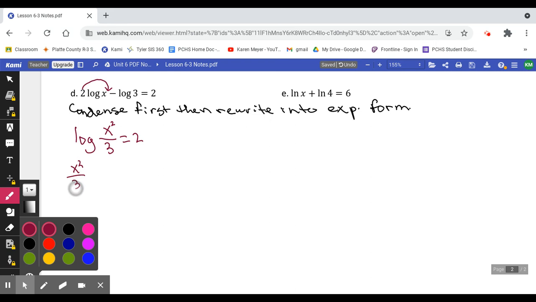So x to the second power divided by 3 equals, if there's no base number, remember the base number is 10. So that would be 10 to the second power. Here we're going to multiply by 3. So x squared equals 10 squared is 100. 100 times 3 is 300. And then to get from x squared down to just x, we're going to square root it. And x would equal 17.3205.